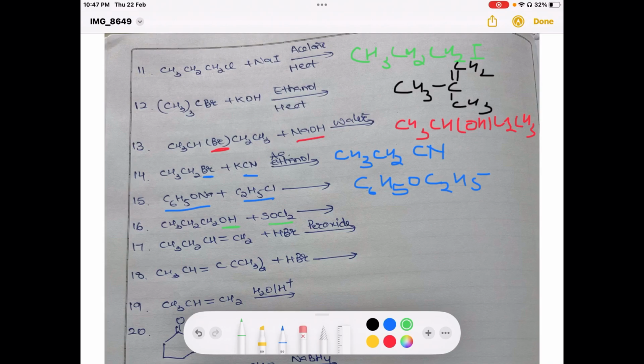Reaction of alcohol with thionyl chloride: the OH group is replaced by Cl here. So in this case, the product is CH3CH2CH2Cl.